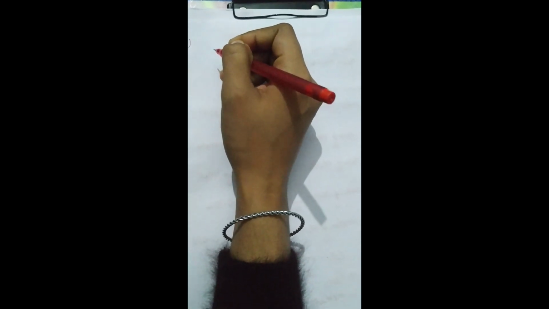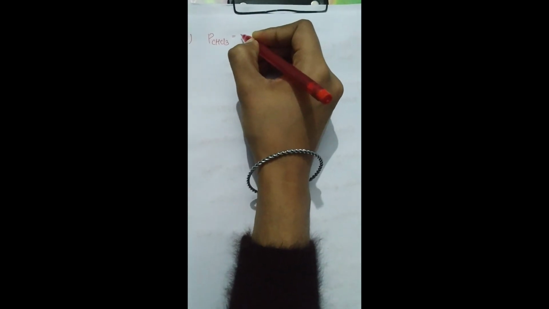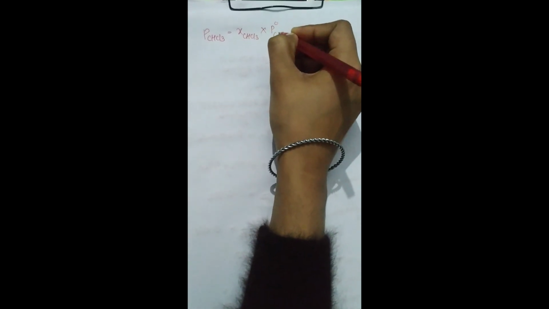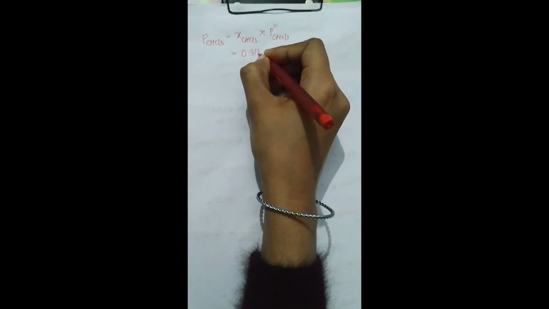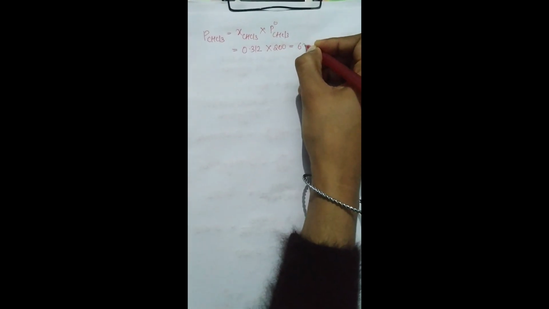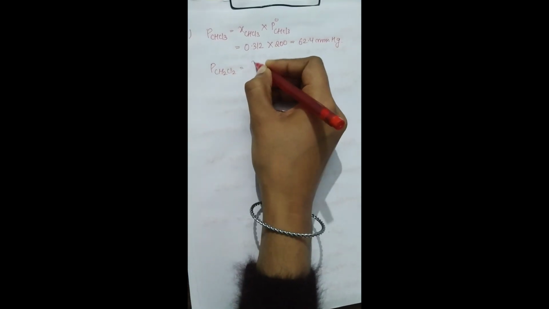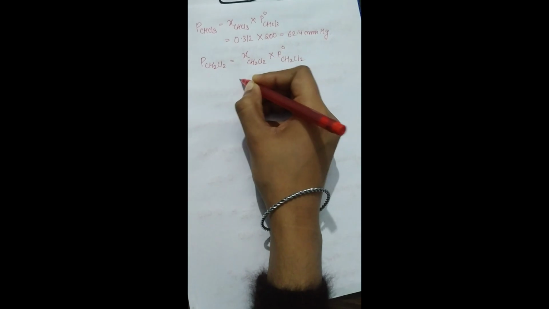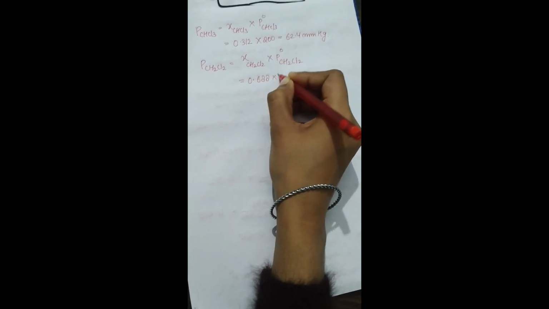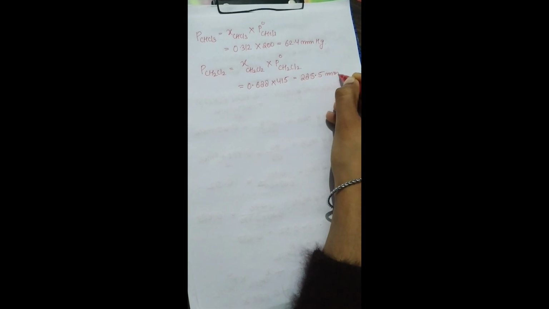Now for the second part, we have to calculate the mole fraction of each component in the vapor phase. So the partial pressure of chloroform can be calculated using the values which we have calculated in part 1. This is equal to 62.4 mmHg, and for dichloromethane, it is equal to 285.5 mmHg.